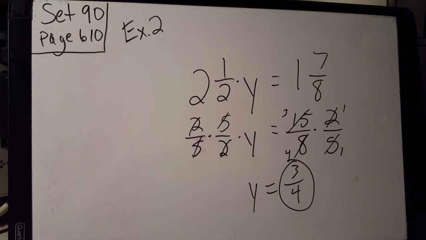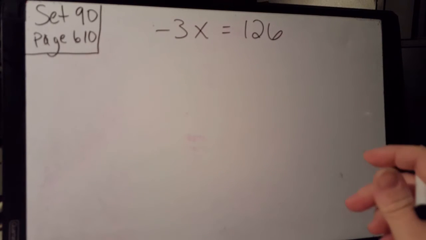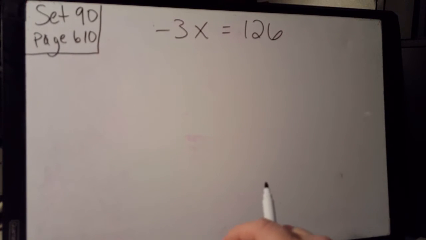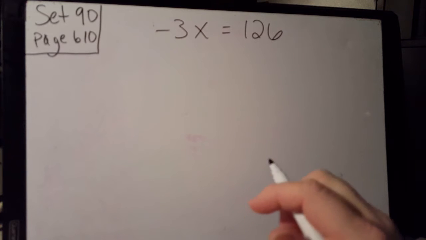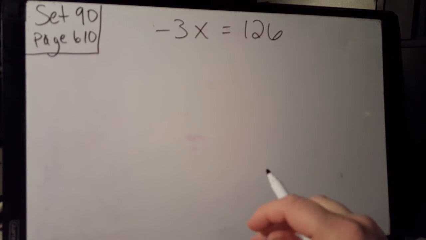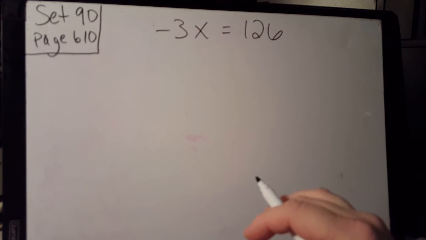Okay, let's move on to the next section called negative coefficients. With the negative coefficients, we will work these exactly the same as we do when they're all positive numbers. We just have to remember the rules about multiplying and dividing positive and negative numbers. And so you have to keep those rules in mind as we do this.